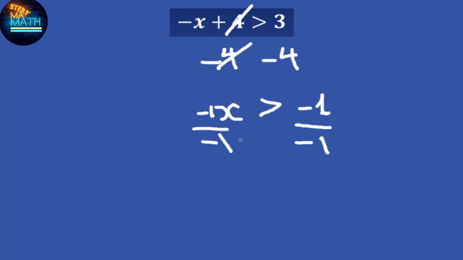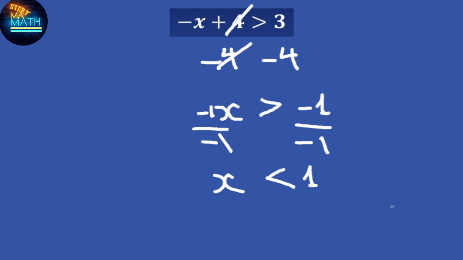But notice that the sign is greater than, and when you divide by a negative number, you have to flip the sign. So it will be x is less than negative 1 divided by negative 1 is 1. So the solutions are x is less than 1. All numbers are less than 1.